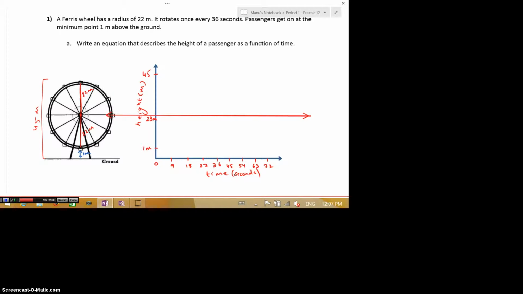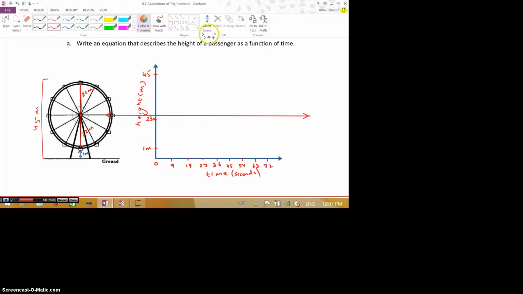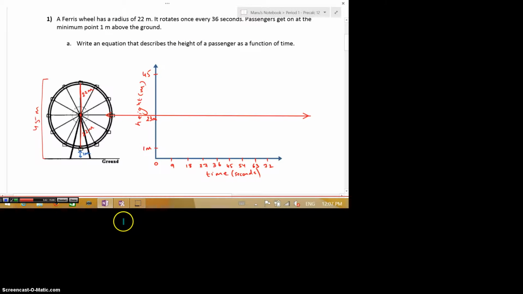Okay, now that I've got that set up, I'm going to go ahead and start drawing my function. As the person gets on the Ferris wheel at the bottom and they start rotating themselves, right, this person is going to start rotating from here. Their height is going to start increasing. They're starting off at a height of 1 meter. The height's going to go up, up, up, up, up.